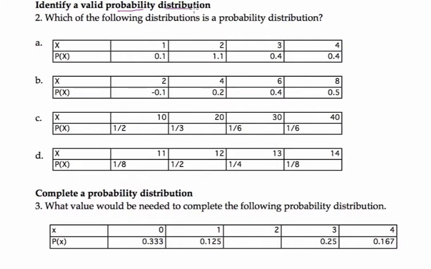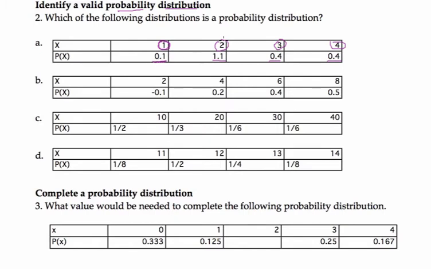Probability distribution. First of all, what is a probability distribution? A probability distribution has data values and then probabilities that go with each data value. So like maybe this is ages of kids in a preschool. If your age was 1, what's the probability that you were in that preschool?